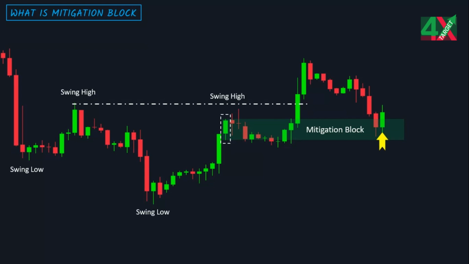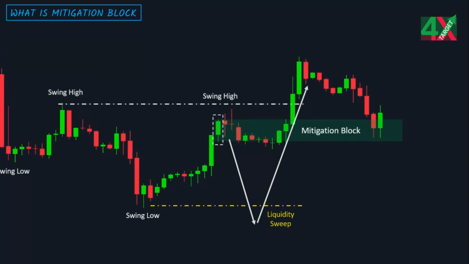But wait, you might be wondering, isn't this the same as a breaker block? The answer is no, and here's why. A breaker block has a very specific requirement. Before the block is formed, the market must first break a significant swing low or swing high. In doing so, it sweeps liquidity resting around that level, trapping traders who entered in the wrong direction. Only after this liquidity sweep does price reverse and break market structure, confirming the breaker block.